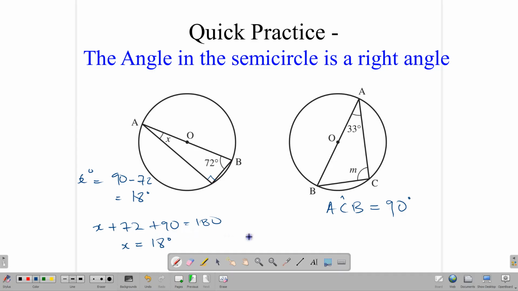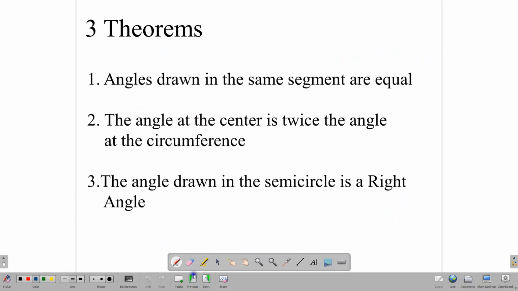So these were 3 theorems that we looked at today. In the next lesson, we're going to be looking at the other theorems, which have to deal with tangents and cyclic quadrilaterals. So let's quickly look back at our theorems. 3 of them today. Angles drawn in the same segment are equal. The angle at the center is twice the angle at the circumference, and the angle drawn in the semicircle is a right angle. So these are the three theorems we went through today.